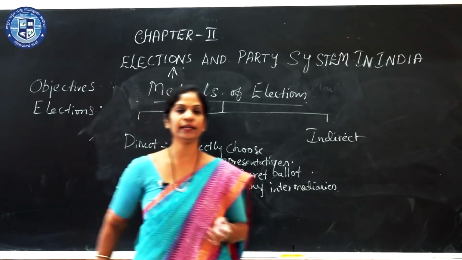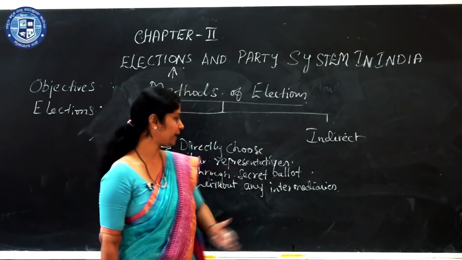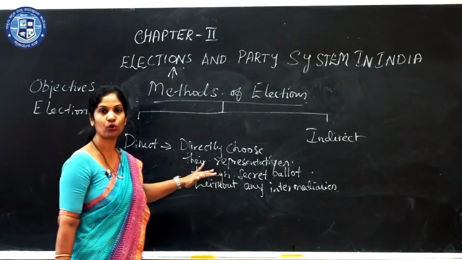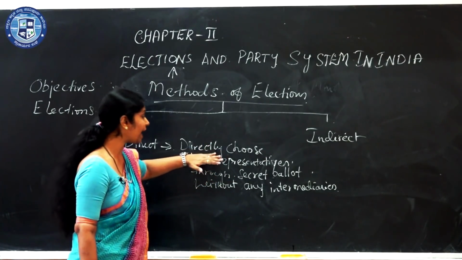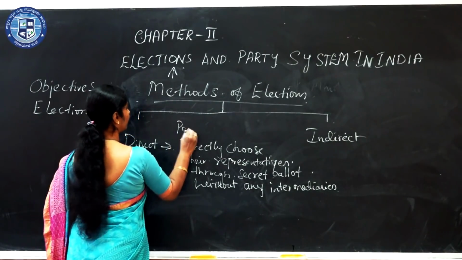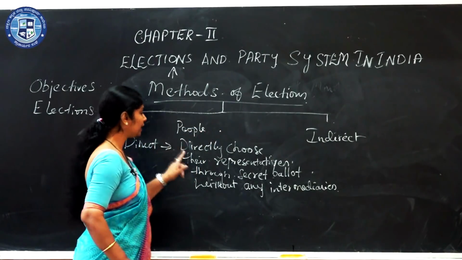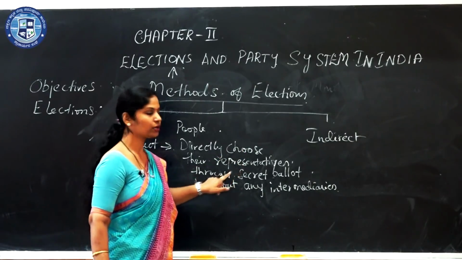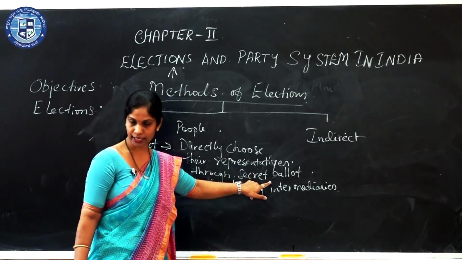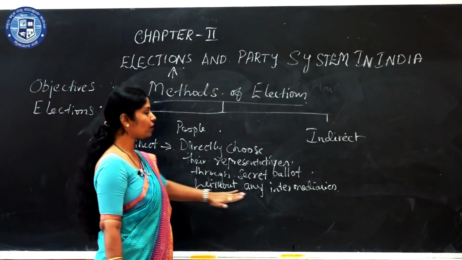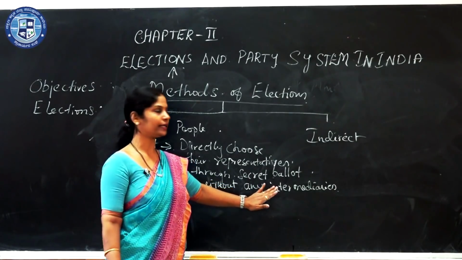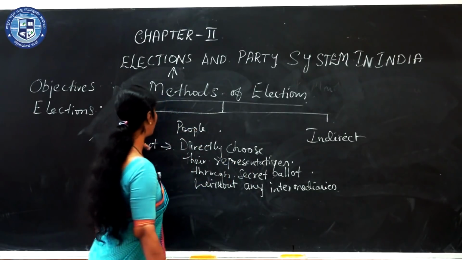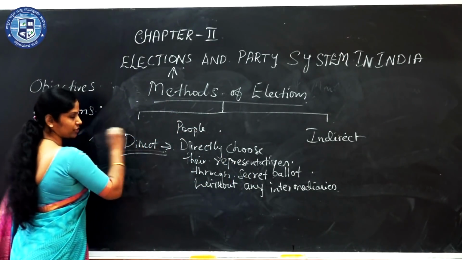Without any intermediaries. So this is known as the direct election. I hope you have understood. Direct election means people directly choose their representatives through the procedure called secret ballot method without any intermediaries or without any mediators. So this system is known as the direct election.